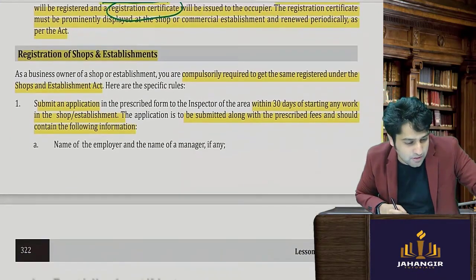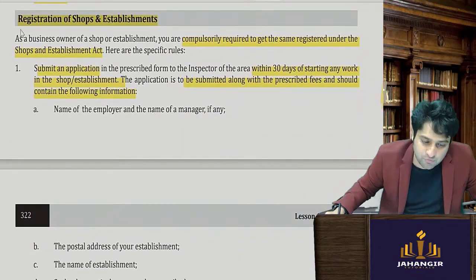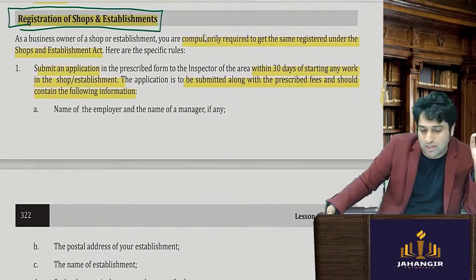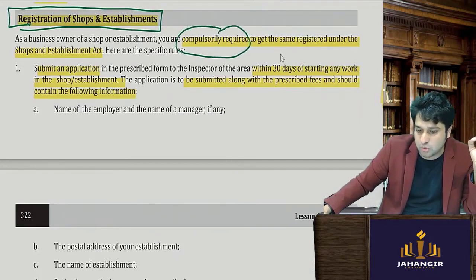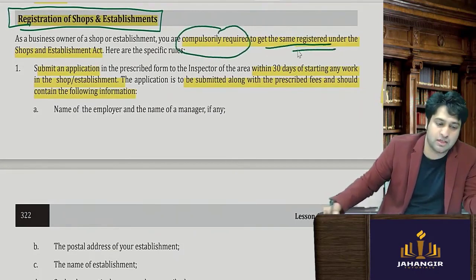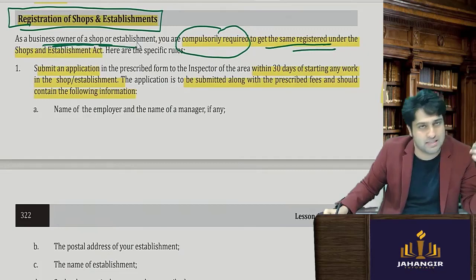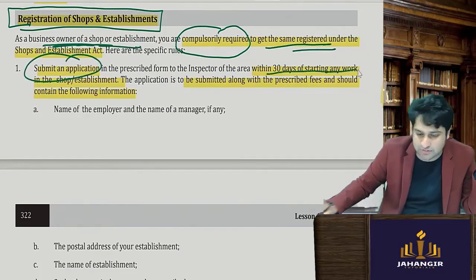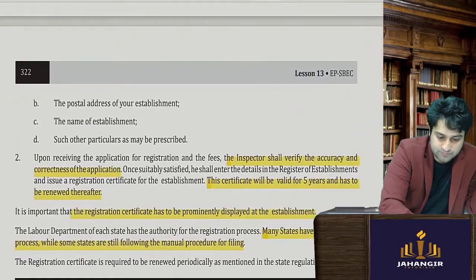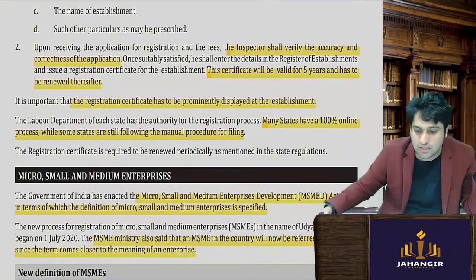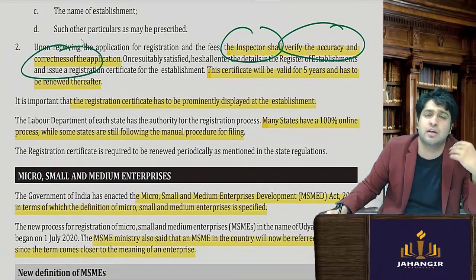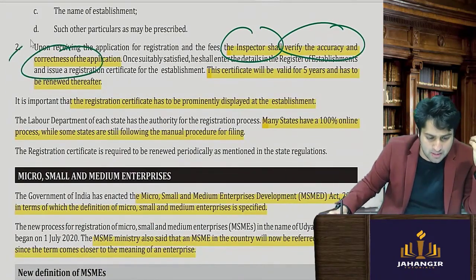Okay, now coming to the next thing, registration under the Shops and Establishment Act. You are compulsorily required to get the same registered if you are the owner of a shops and establishment. Submit an application within 30 days of starting the work along with the fees, along with the details we saw. The inspector will verify the correctness of this application. He will inspect, he will check whether it is correct or not.